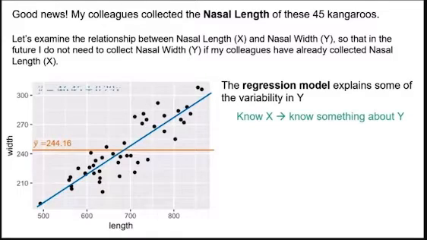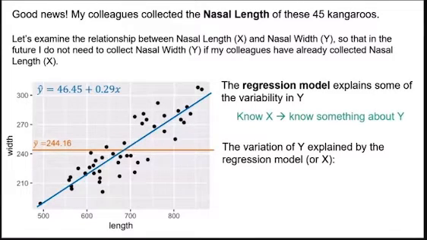Based on this, we formulated a model. Of course, you know how we get this, how you get your beta naught and your beta 1. And the moment you get that, the next question is, what is the variation of Y explained by the regression model or by X? We already know the variation in Y, the variation in the NASA weight. How much of that variation can be explained by the model, or by the explanatory variable X?